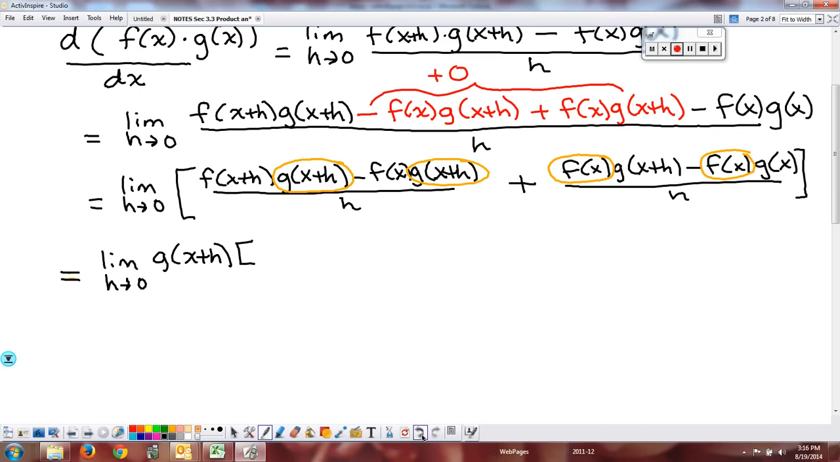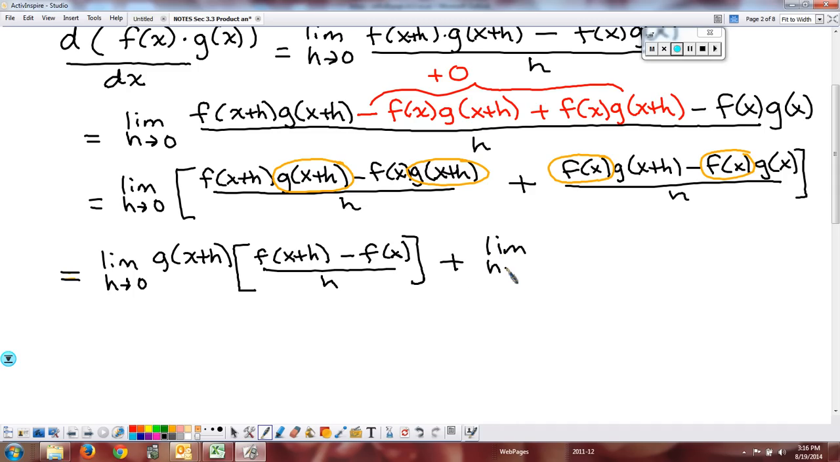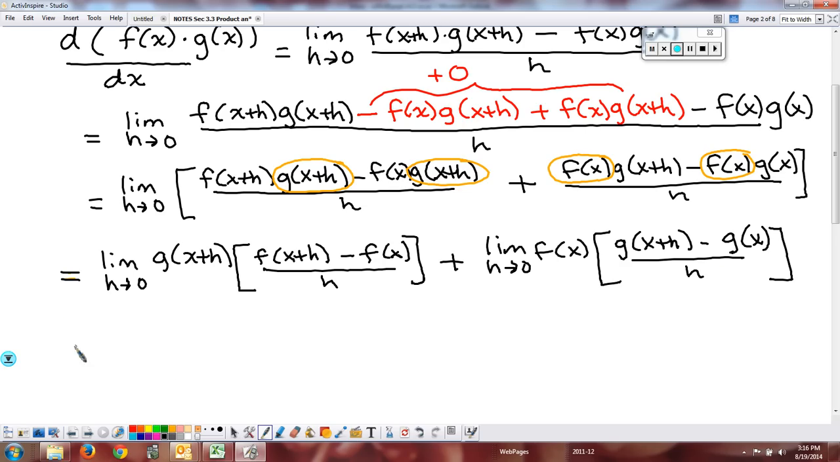And so once I pull that g of x plus h out, I'm going to have f of x plus h minus f of x all over h. And hopefully you'll start to be like, oh, hey, wait a minute, that looks familiar to me. I'm going to do the same thing over here. I'm going to pull out the f of x. What I have left is g of x plus h minus g of x all over h. And so you can start to see, hopefully, why I chose that convenient form of 0.